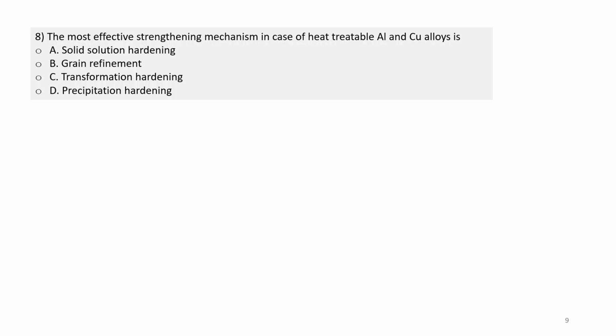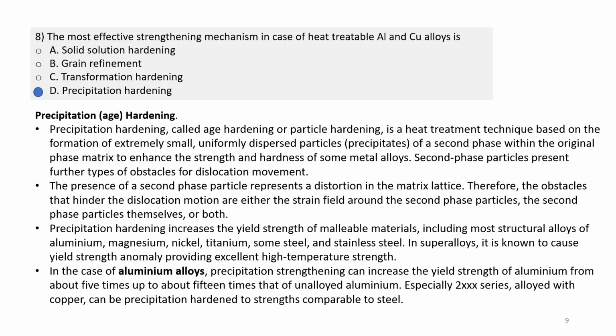Eighth: the most effective strengthening mechanism in case of heat treatable aluminum and copper alloys is? Your options are solid solution hardening, grain refinement, transformation hardening, precipitation hardening. So the answer will be precipitation hardening. Aluminum copper alloys at lower composition of copper form precipitates of aluminum copper. So this is precipitation hardening, and because of that it can show strength comparable to steels as well.